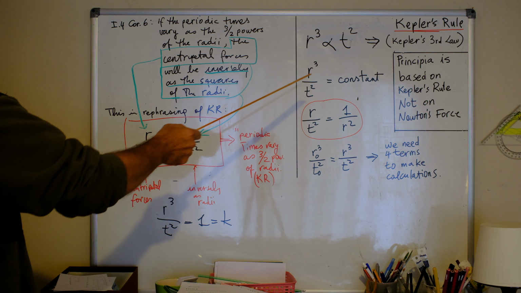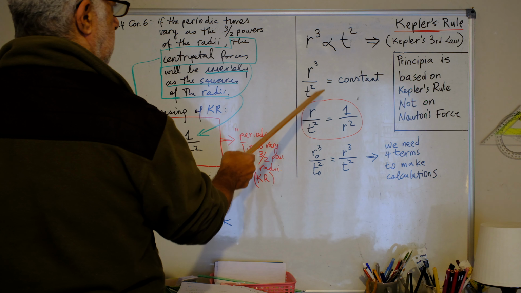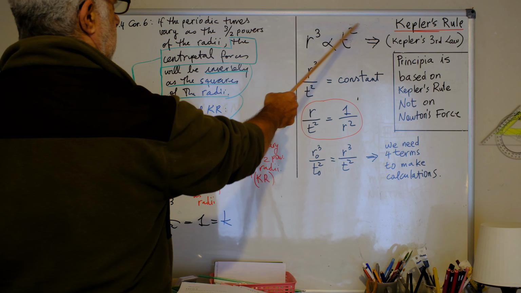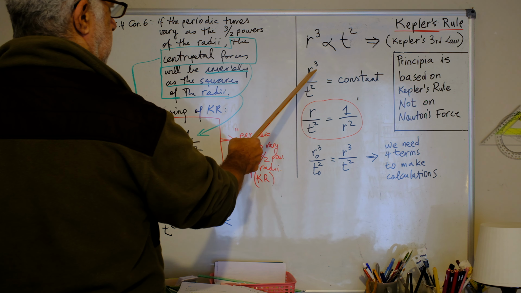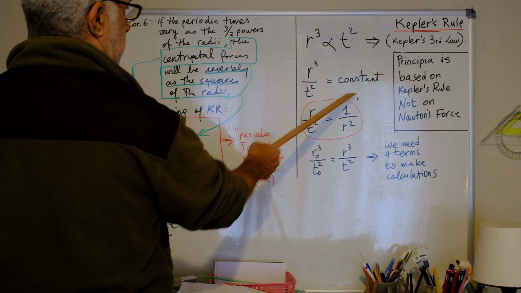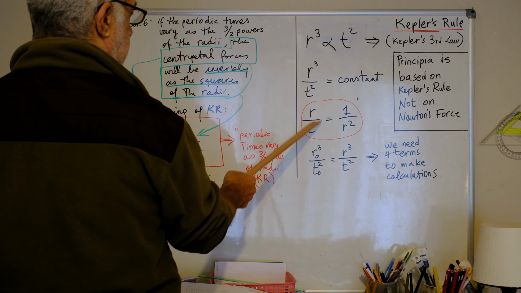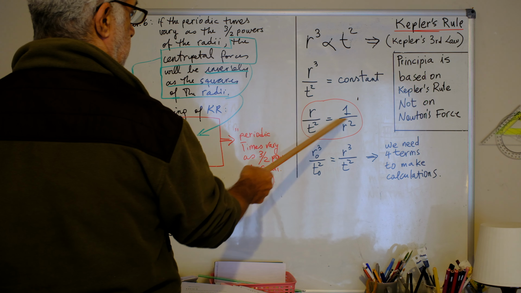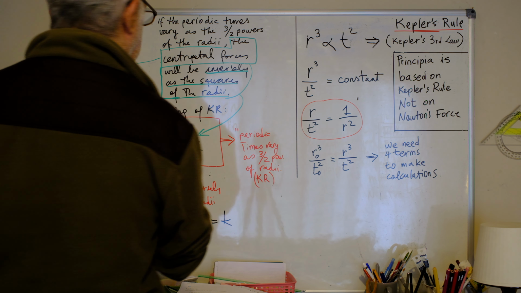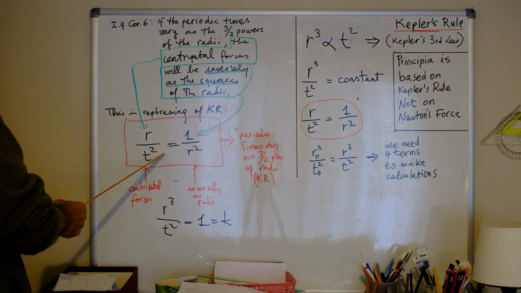So we can write Kepler's rule like this or like this. It's a ratio and it's constant, or like this, r over t square equals 1 over r square, the way Newton wrote it in this case.